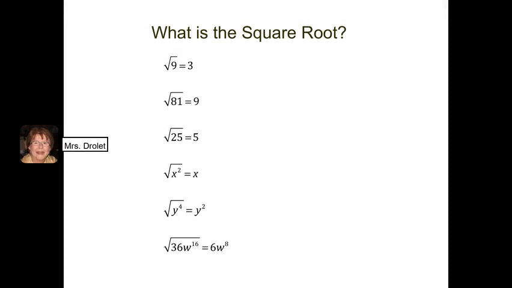The square root of 9 is equal to 3. Square root of 81 is equal to 9. Square root of 25, 5. Square root of x squared, x. Square root of y to the fourth, y squared. And the square root of 36w to the power of 16 is 6w to the power of 8.